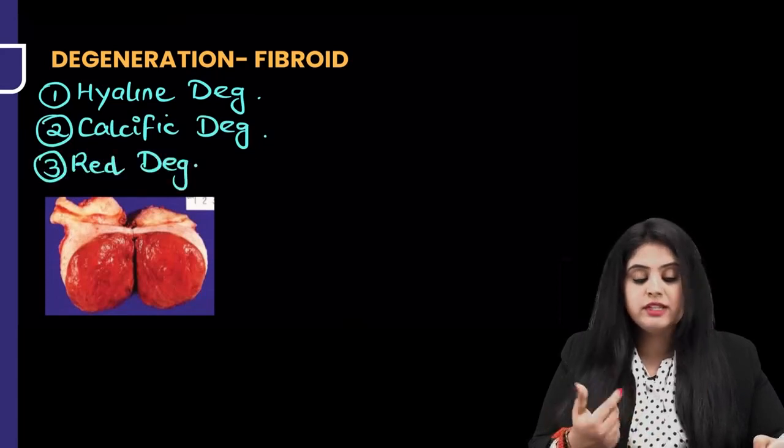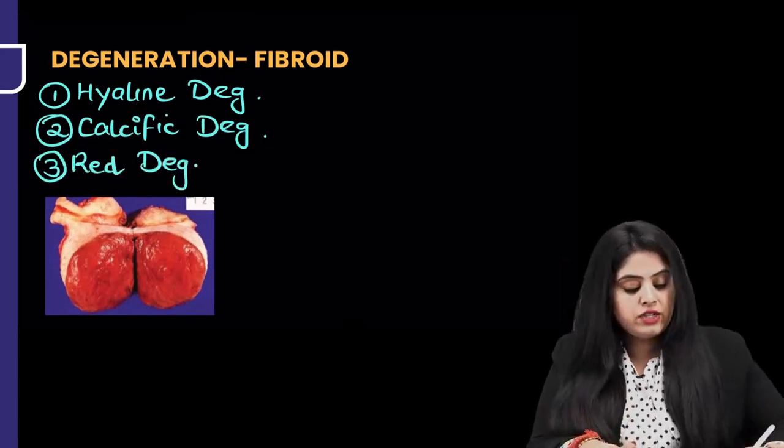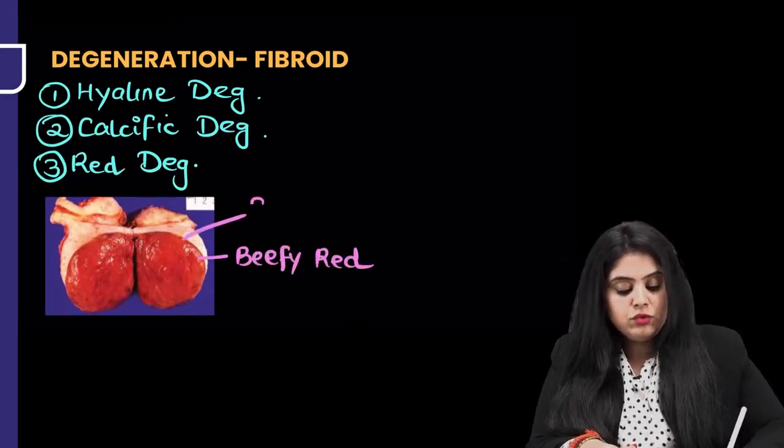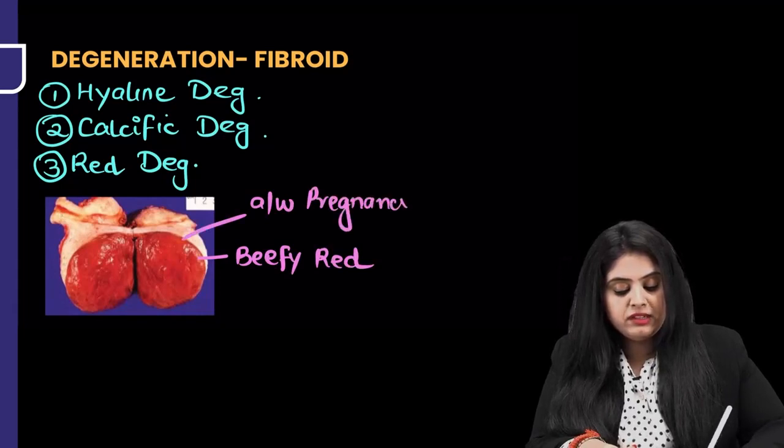But what is the picture that I'm seeing over here? Red degeneration, where the leiomyoma is going to get a nice beefy red color. Please note that this is usually associated with pregnant females. This is usually seen in pregnancy.